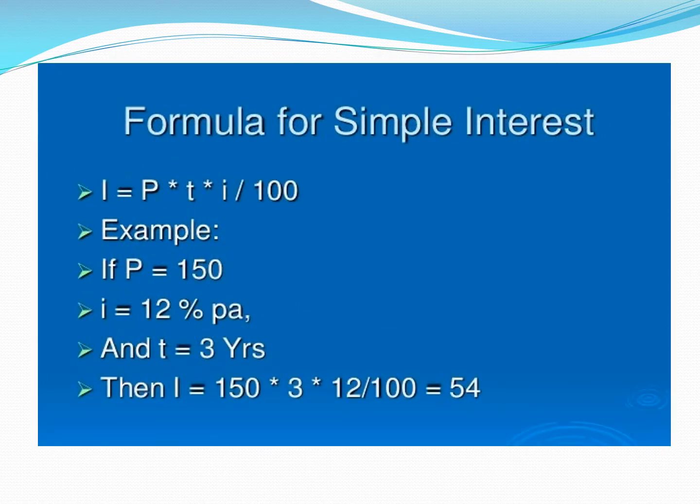Formula for simple interest: I equal to PTR. It means P into T into R divided by 100. R by 100 is the rate of interest. Example, if the principal amount is 150 rupees, interest rate 12% per annum, and the time period T equal to 3 years, then the simple interest I equal to 150 into 3 into 12 by 100. You have to simplify it, and finally we get the interest as 54 rupees.